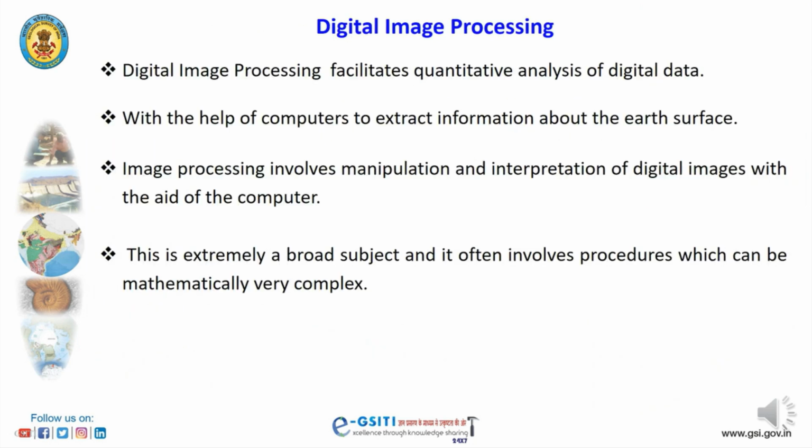Digital image processing. Digital image processing facilitates qualitative analysis of digital data with the help of computers to extract information about the Earth's surface. Image processing involves manipulation and interpretation of digital images with the aid of computers. This is an extremely broad subject and often involves procedures which can be mathematically very complex.